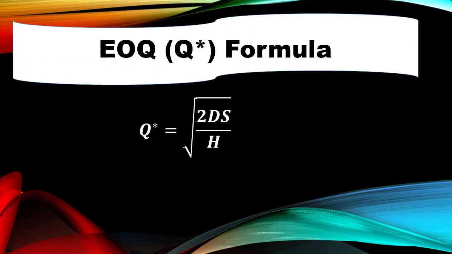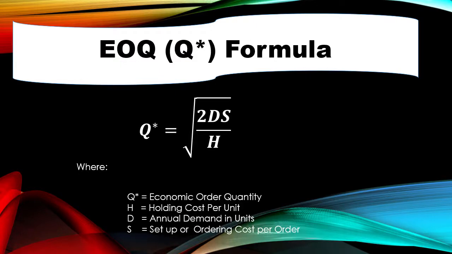So, what is the formula for finding the EOQ? Here we have the general formula for finding the EOQ, which is the Q prime. EOQ equals the square root of 2DS over H. Q prime equals the economic order quantity. The H is the holding cost per unit, the D is the annual demand in units, and S is the setup or ordering cost per order. That is the formula for finding the Q prime.